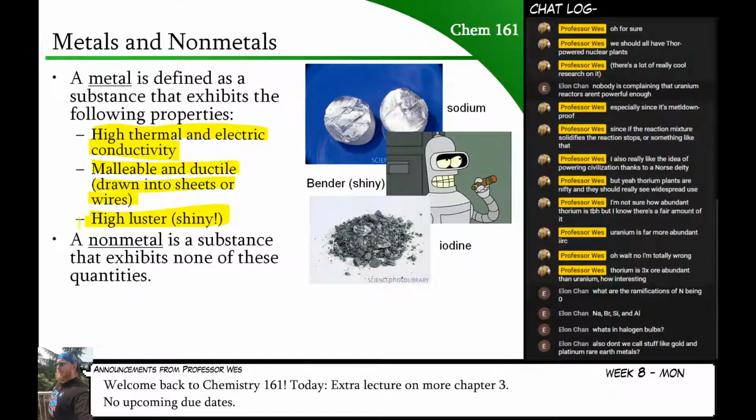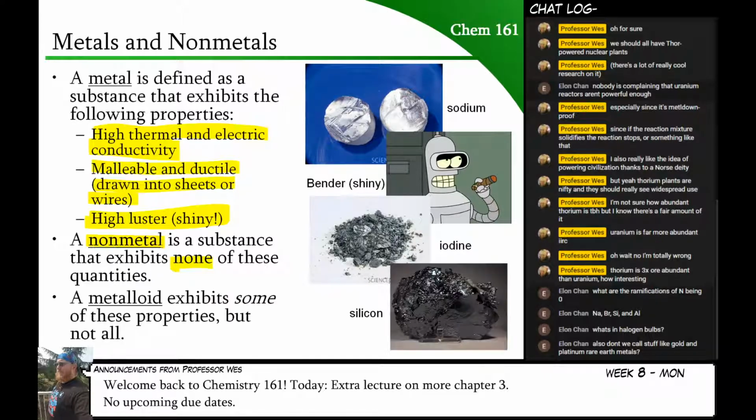Any substance that has none of these properties is considered a nonmetal. So on the screen there, I have iodine. Iodine is a nonmetal. If you hit it with your hammer, it will shatter into a million pieces. We're going to talk about more why that happens in Chapter 4. And any elements that are in between these extremes are called metalloids. Metalloids have some of these properties, but not all.